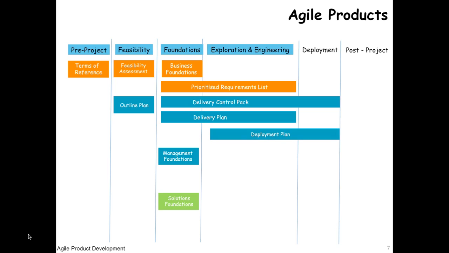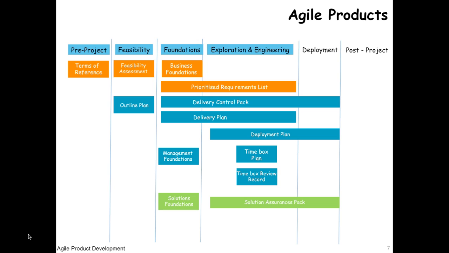Then we go into exploration and engineering, which is actually the solution development team's work. Here we evolve the product. We make a time box plan to tell how each time box works, who does what, activities, efforts, and schedule. At the exit of a time box, we create a review record that tells the retrospection and what was achieved. The solution assurance pack involves all the test cases, review comments, and the testing results that we have done. The evolving solution is the actual product that we create as part of development.